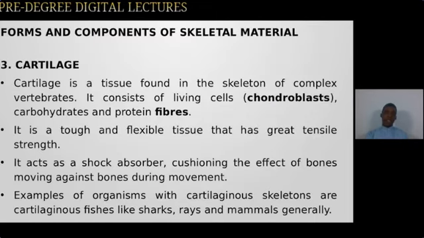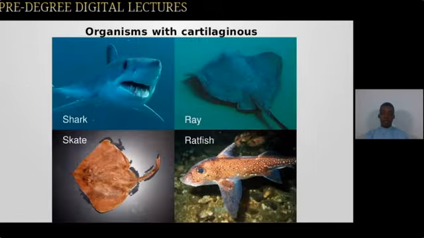Now, cartilage is another skeletal material that is commonly found in cartilaginous fishes like sharks and rays, but it is also found in mammals. Parts of the skeletal system in mammals are made up of cartilage. So mammals have both bones and cartilages. Cartilage consists of living cells also, but they are known as chondroblasts. In addition, it contains some carbohydrates and protein fibers.